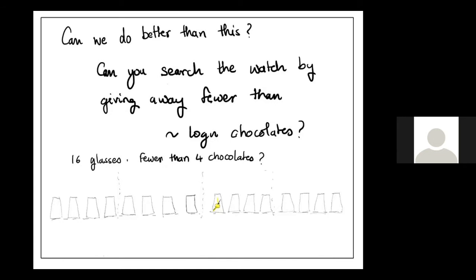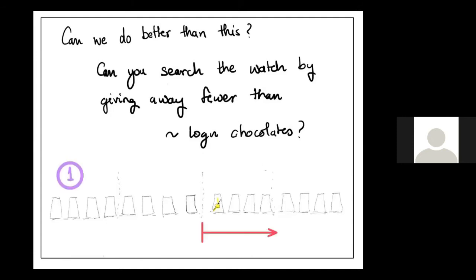I have placed the watch in a specific way that defeats this strategy. That means this strategy will force you to pay 4 chocolates. So if the brother places it in the 9th glass, and he is aware that you are going to use this binary search like strategy, he would be most clever to place it under the 9th glass, because you will first ask the middle.